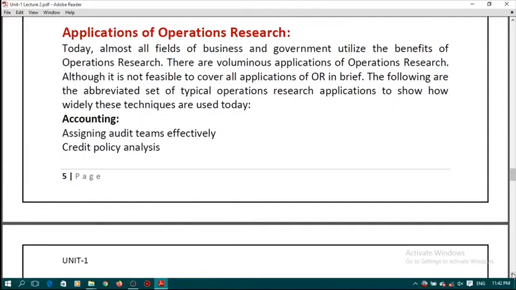Today, almost all fields of business and government utilize the benefits of operation research. There are voluminous applications of operation research. Although it is not feasible to cover all applications of OR in brief, the following is an abbreviated set of typical operation research applications to show how widely these techniques are used today.